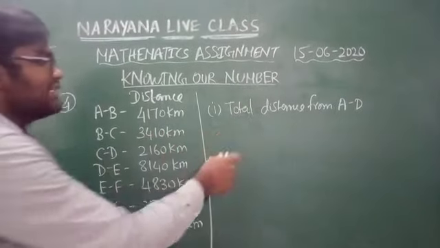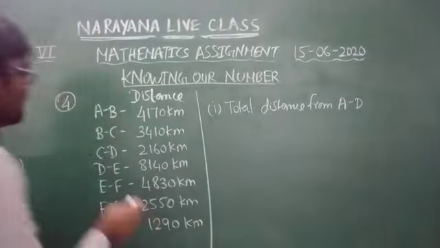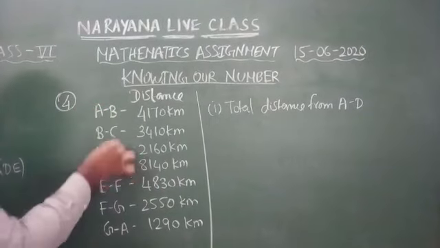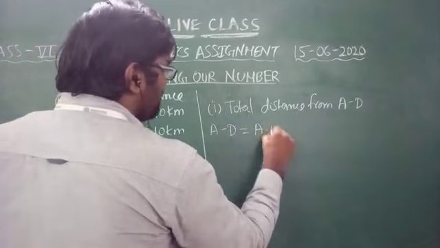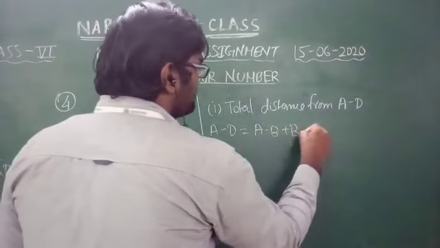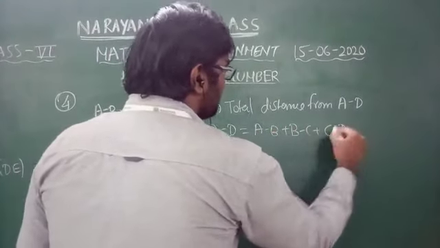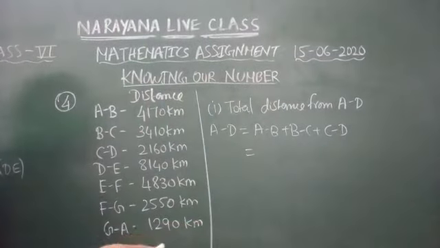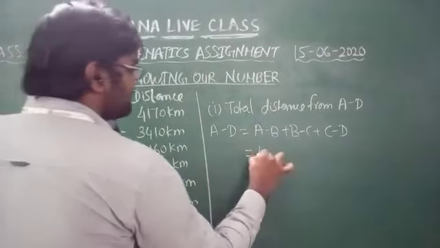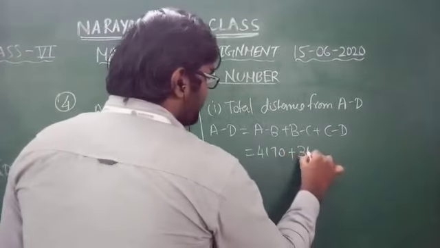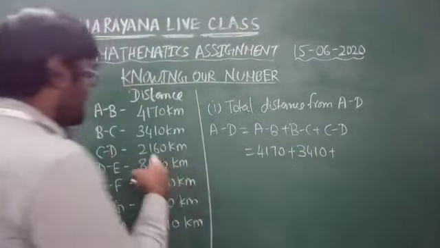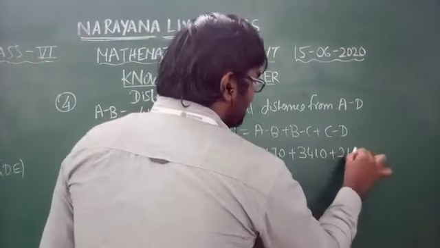The first subdivision is the total distance from A to D. So A to D means what will come? A to B plus B to C plus C to D. This is A to D. Okay, students. What is that? 4170 kilometers plus 3410 kilometers plus 2160 kilometers.